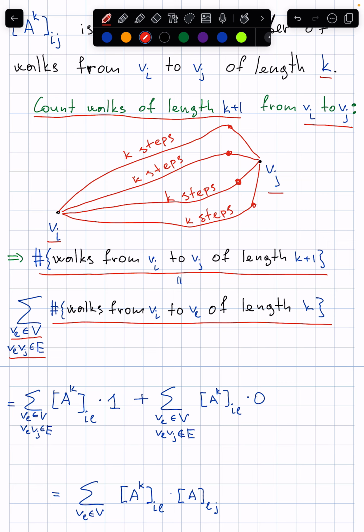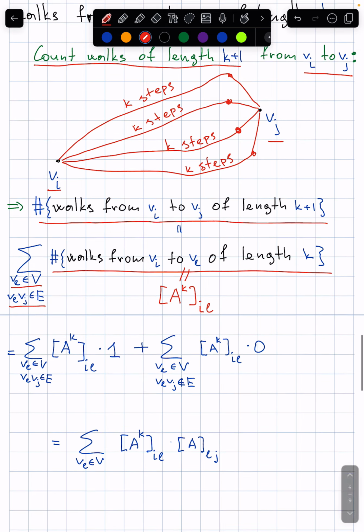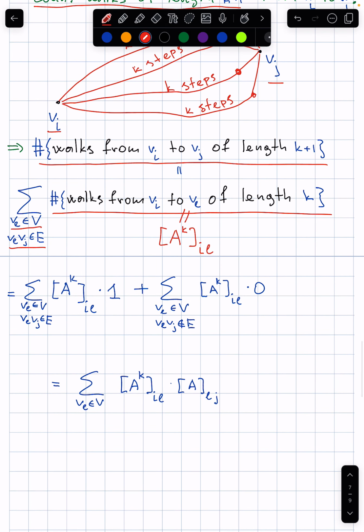But this number here, we know it. By inductive assumption, this is the entry of the kth power of A, the il entry, right? The walks are from vi to vl, so this is the ilth entry of the kth power of A. So we can rewrite it: the same summation over all the neighbors of vj, but instead of writing in words the number of walks from vi to vl, I am just writing the corresponding entry of the kth power of A.